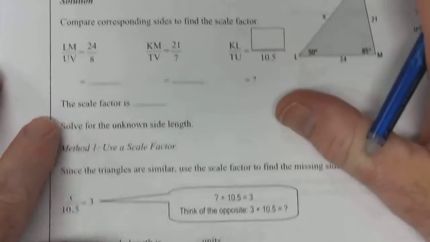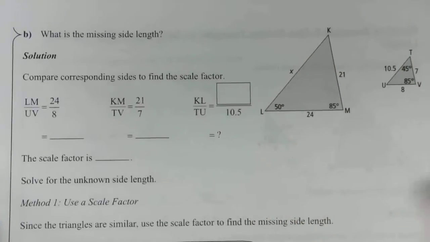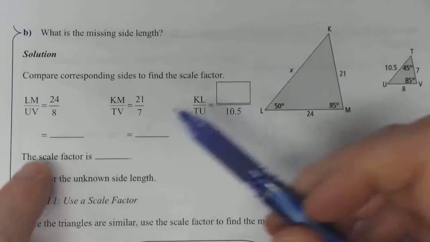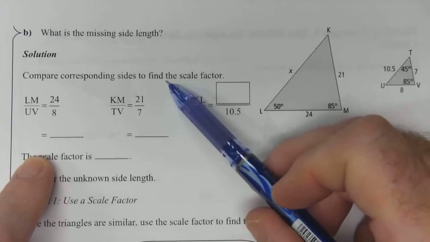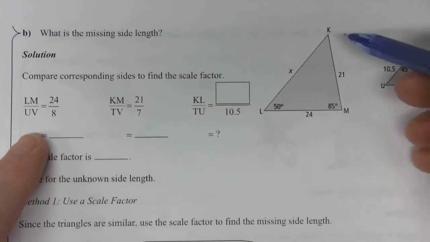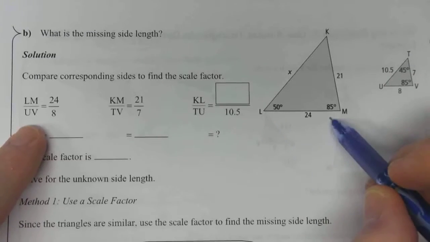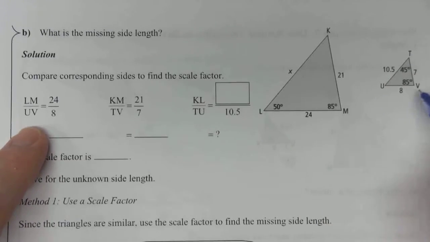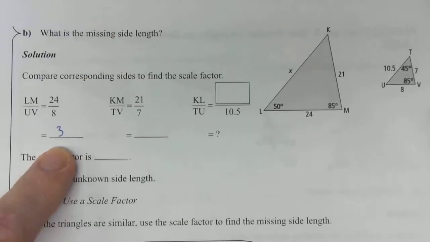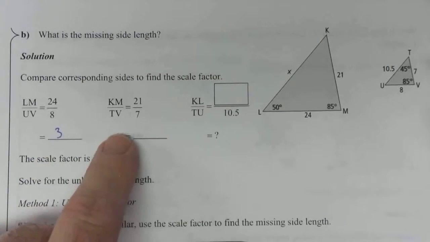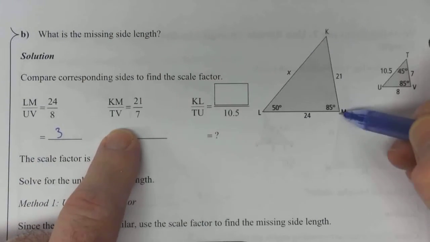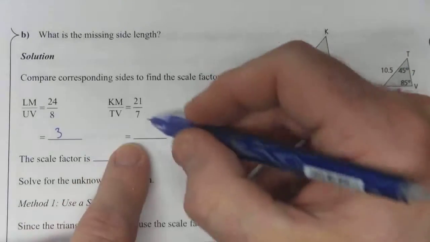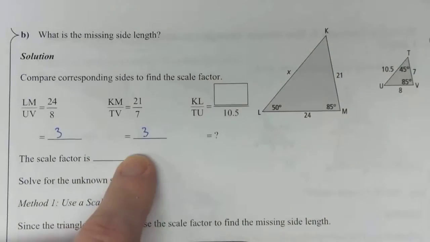Next up, what is the missing side length? Compare the corresponding side lengths to find the scale factor. So LM is 24, UV is 8. 24 divided by 8 is 3. So our scale factor for that side is 3. KM is 21, TV is 7. 21 divided by 7 is also 3.